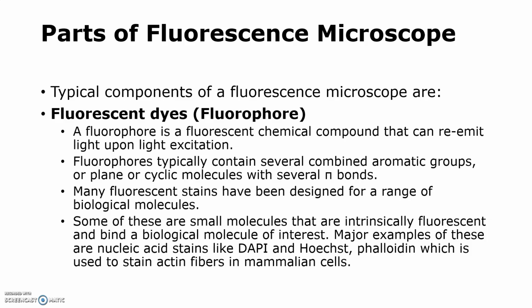So different types of fluorescent stains are used. Some of these are small molecules that are intrinsically fluorescent and bind a biological molecule of interest. Some examples are nucleic acid stains like DAPI, Hoechst, and phalloidin, which is used to stain actin fibers in mammalian cells.